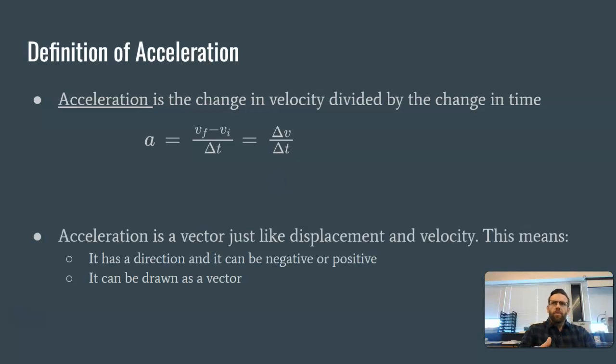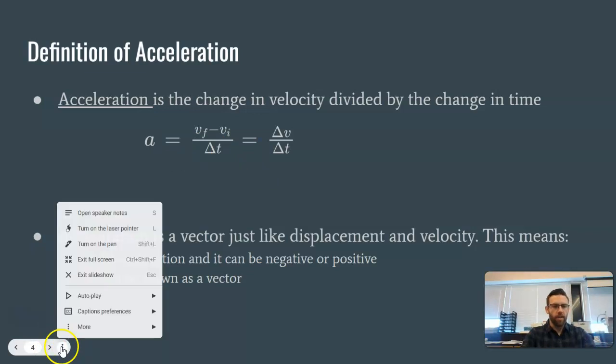Just a few reminders about some of the terms that we've been using. Displacement, velocity, acceleration. They're all vectors. That means that they have a direction. They can be negative or positive, and they can be drawn as a vector. And remember, a vector is just a line with an arrow.